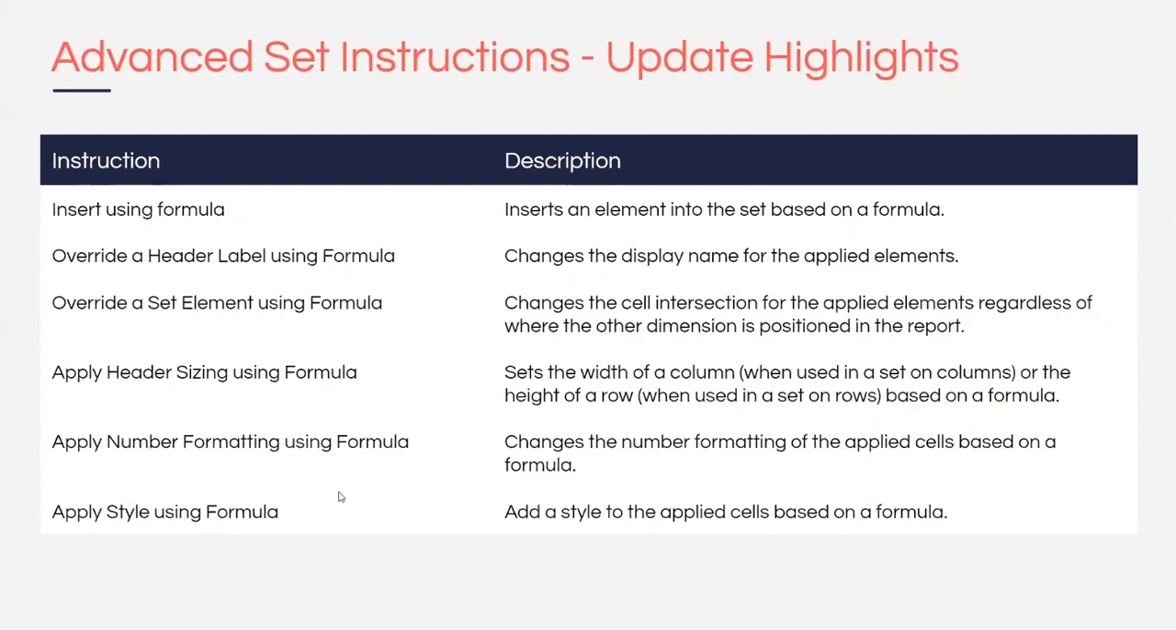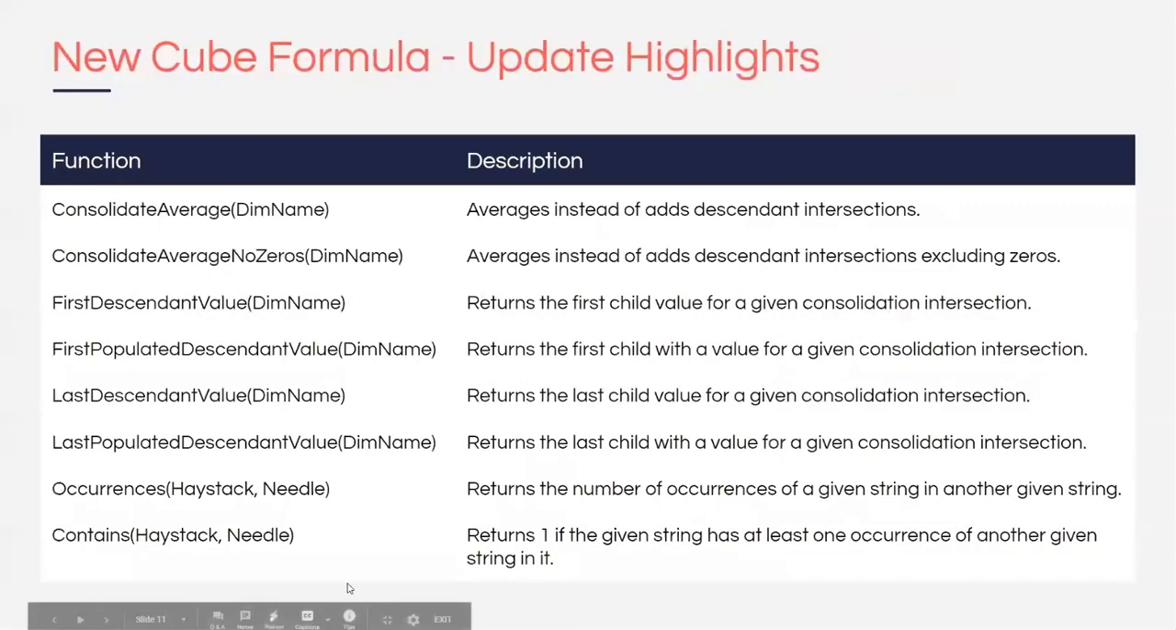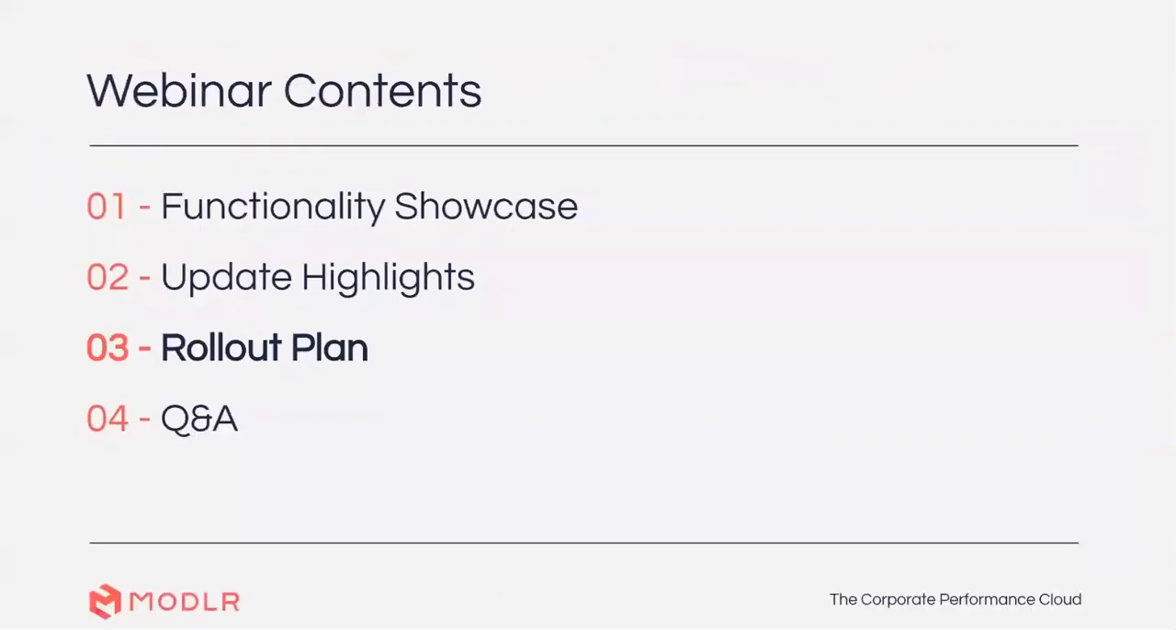Number formatting and applying styles using formulas and sizing using formulas are all about look and feel. It really makes it so that your report can look the way you want, and with this you can even highlight a single cell in a certain color just to draw attention to it. We've got a bunch of new cube functions, and there's actually more still to add to this list, and these will all be updated in the documentation at the same time as we roll over the system on the weekend.